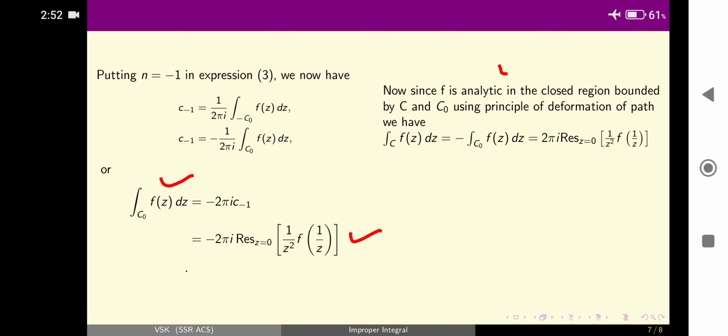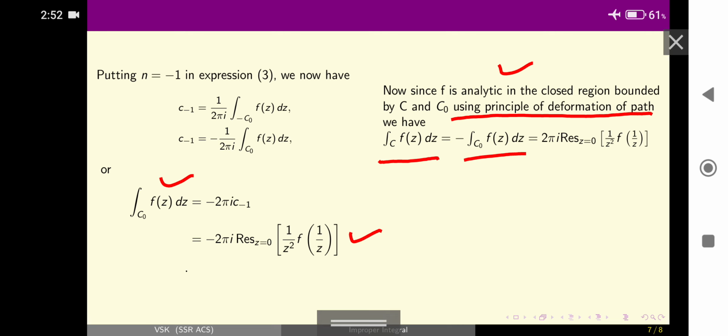Now since f is analytic in the closed region bounded by C and C0, using the principle of deformation of path, we have integration over C of f(z) dz, which is equal to minus integration of f(z) dz over C0, that is equal to 2 pi i times the residue at z equal to 0 of the expression (1/z^2) f(1/z). This we obtain from this one.